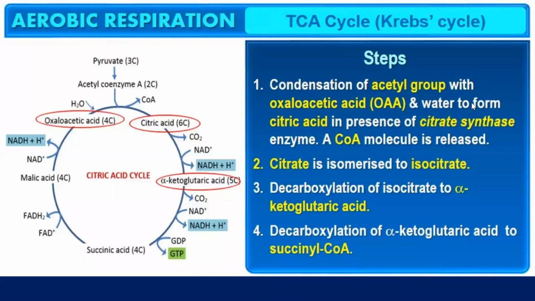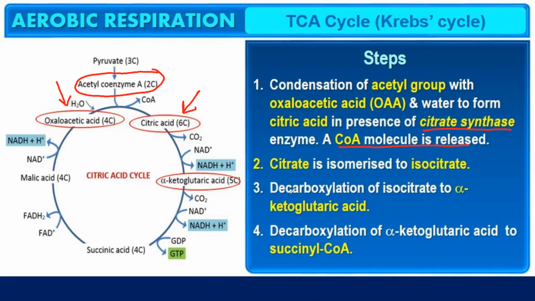The steps for TCA are: it begins with condensation of acetyl-CoA, that is acetyl group, with oxaloacetic acid to form citric acid in the presence of an enzyme, citrate synthetase. A CoA molecule here is released out. The next step is that citrate is isomerized to isocitrate.